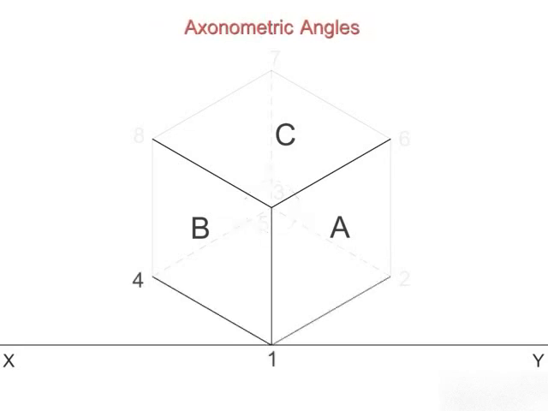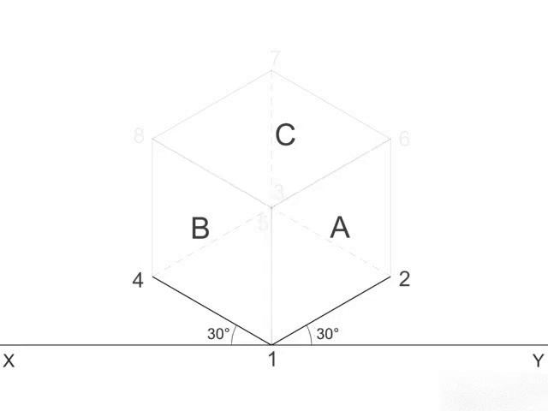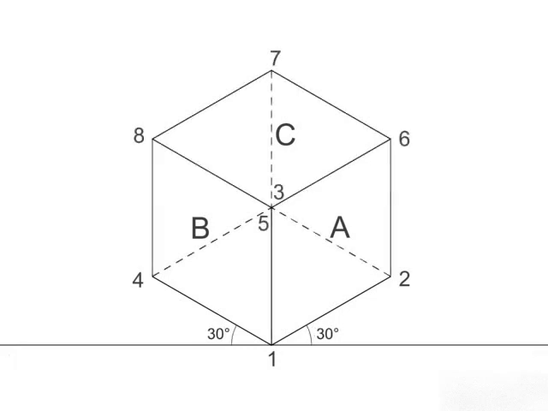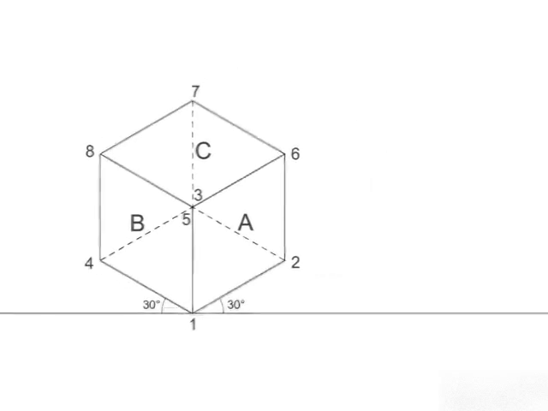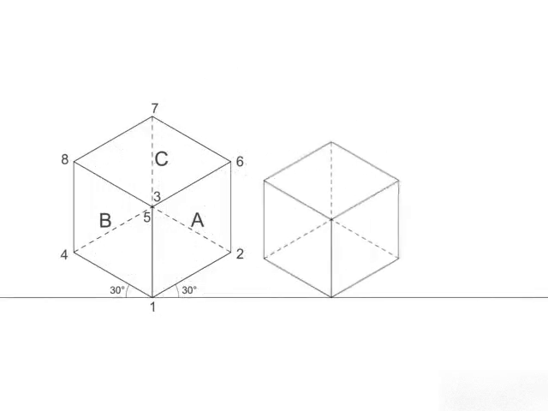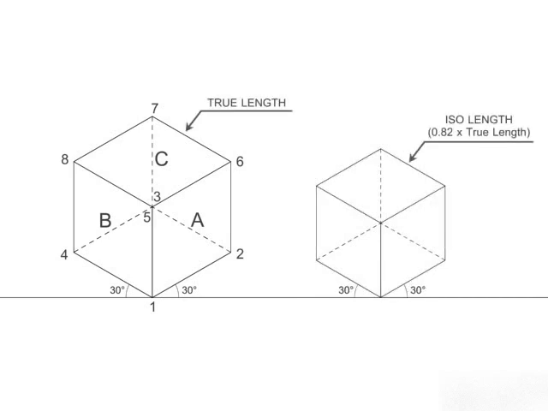The edges 1, 4 and 1, 2 are parallel to the isometric axis and are drawn at an angle of 30 degrees to line XY. Here in isometric view, the lengths of the isometric axis are equally foreshortened by 0.82 times their true length. The isometric lines foreshortened by their true lengths are parallel to the isometric axis, whereas non-isometric lines are not parallel to the isometric axis and they show actual lengths.